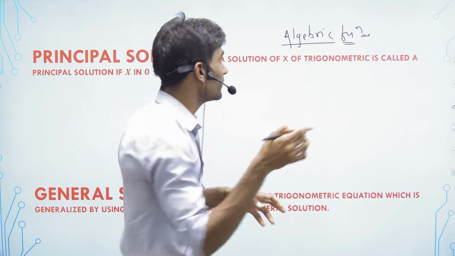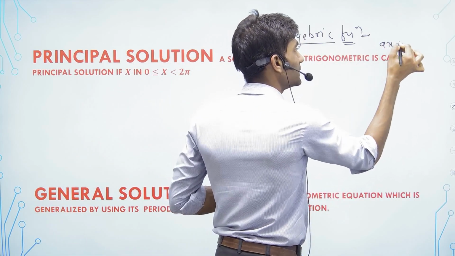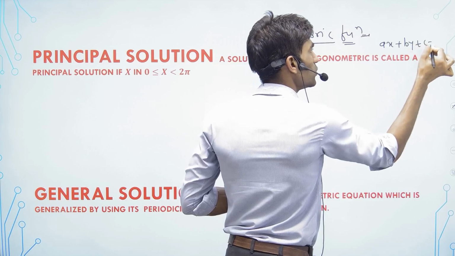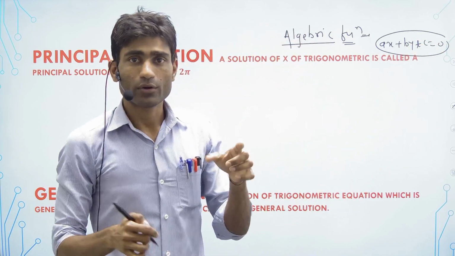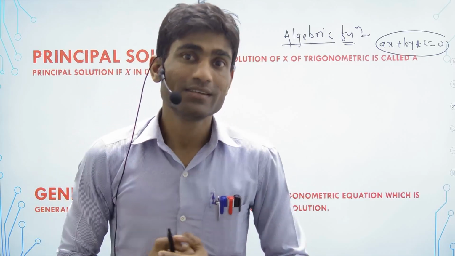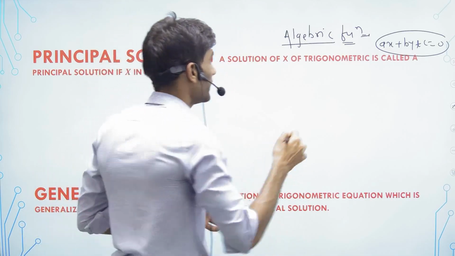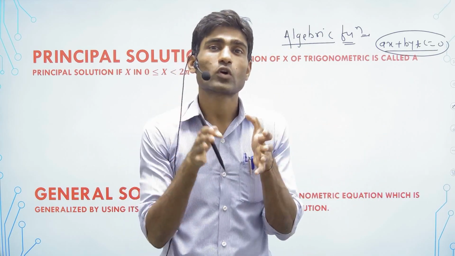Algebraic equation means an equation like ax plus by plus c equal to 0. In such an equation there is an involvement of some constants and some variables, so we consider it an algebraic equation. Why do we call it an algebraic equation? Because some constants and variables are there.